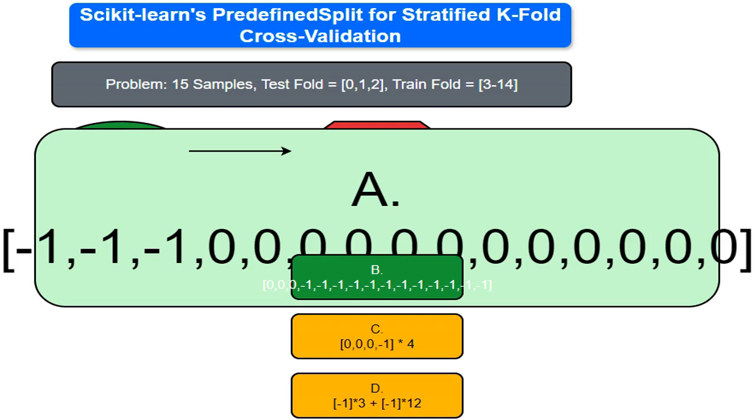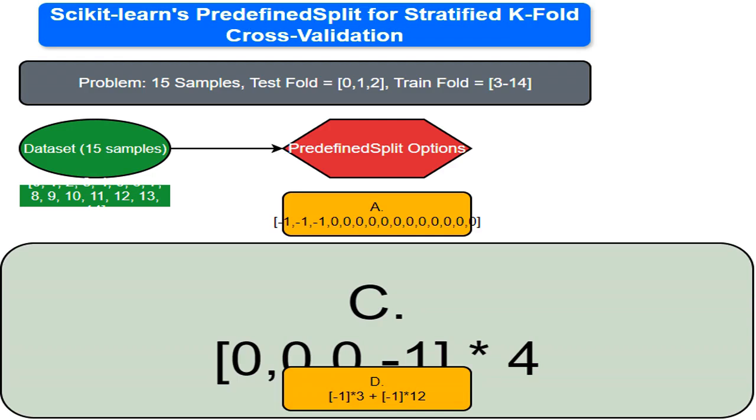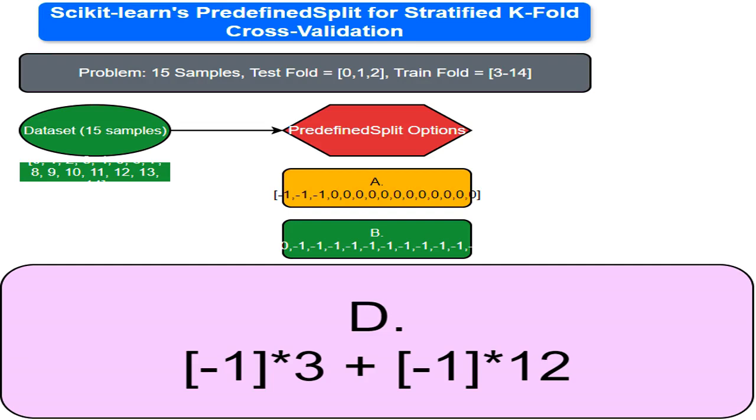I see that samples 0, 1, and 2 are correctly assigned to test fold 0, represented by 0, and samples 3 through 14 are assigned to the training set, -1. That's exactly what I want. This option creates an array of 16 elements, which is wrong. I only have 15 samples. This option incorrectly assigns all samples to the training set, -1. I need to have a test set.